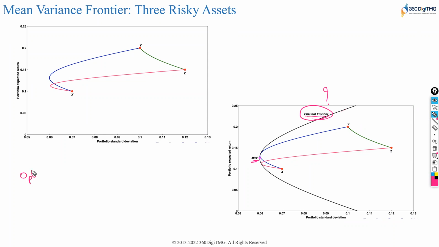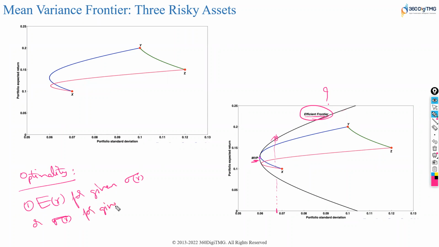But how do we arrive at this is a question now. So for optimality, number one is you want higher expected return for a given risk. For whatever given risk, you are going to expect the highest expected return. Or you want to reduce the risk for a given expected return.